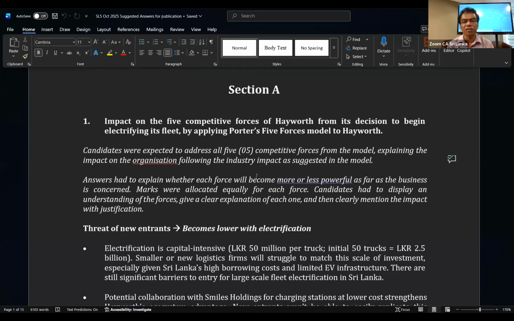The requirement was the impact on the five competitive forces of Hayward from its decision to begin electrifying its fleet, by applying Porter's five forces model to Hayward. So then you have to apply it to Hayward, and there are five forces, and you have to write a comprehensive report on that.